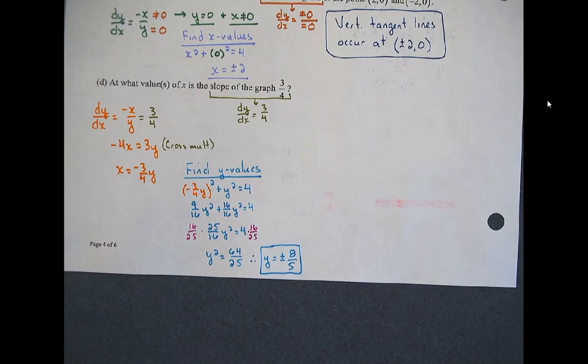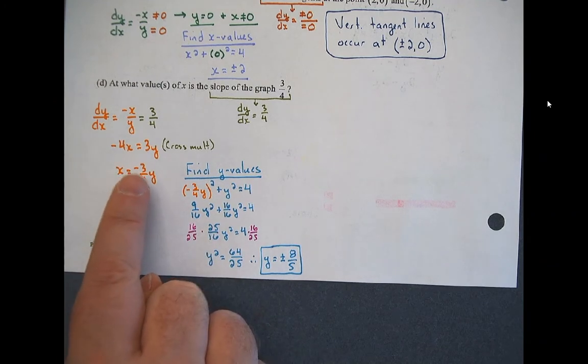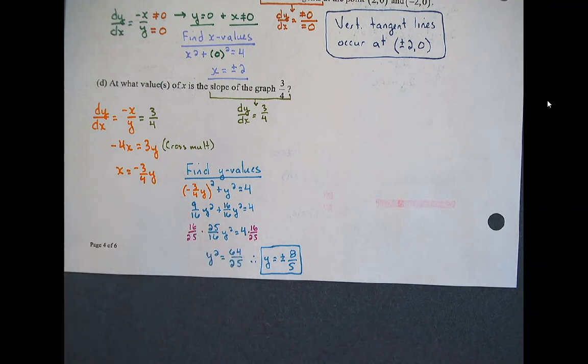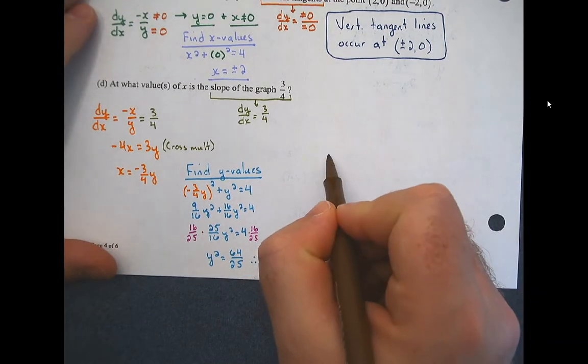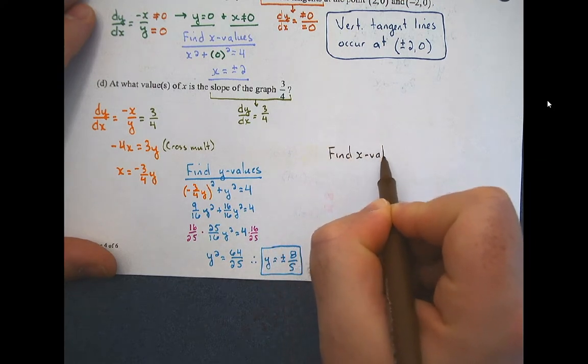So life is good. I've got some y values. Problem is, I also need some x values. Now there's a couple of ways for you to do this. You could take this and plug it back in and do this all over again. Or you can use this equation to help you figure out the relationship between those two things, and that's what I'm going to do. So what would be a good color to end with here? How about brown? Find x values.